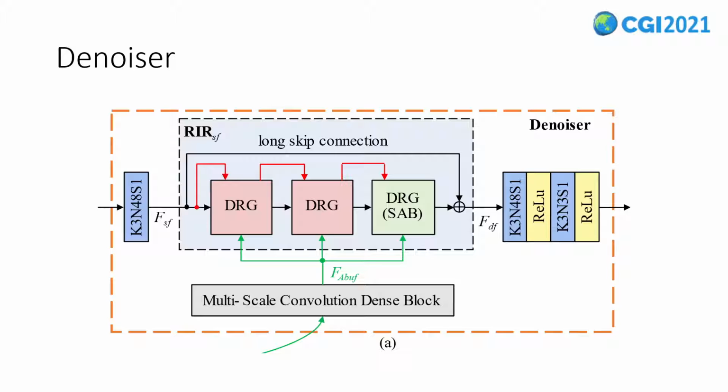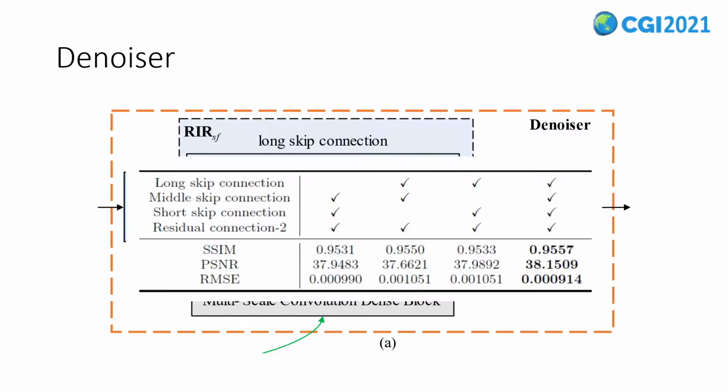Because we are building a very deep network, we want the features to flow between layers as much as possible. Therefore, our denoiser uses the residual-in-residual design, which means it has a long skip connection, several middle skip connections, and several short skip connections. Under the long skip connection, we stack 3 dual residual groups, shown as DRG. Each dual residual group receives the auxiliary feature from the auxiliary buffer encoder. The ablation study shows that the residual-in-residual design can improve the network's performance.